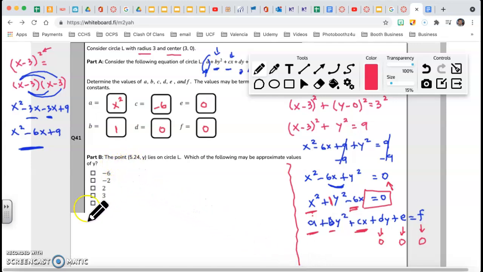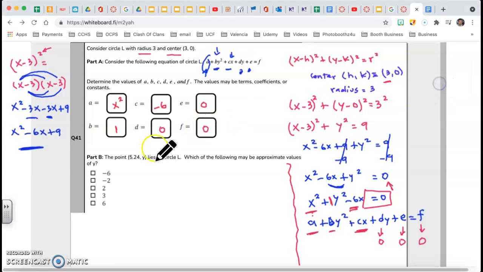Part B, the point 5.24, comma y. Okay, so let's get this point. So my point is 5.24, y, and it lies on circle L. Okay, so this is part of the circle. Which of the following may be approximate values of y?